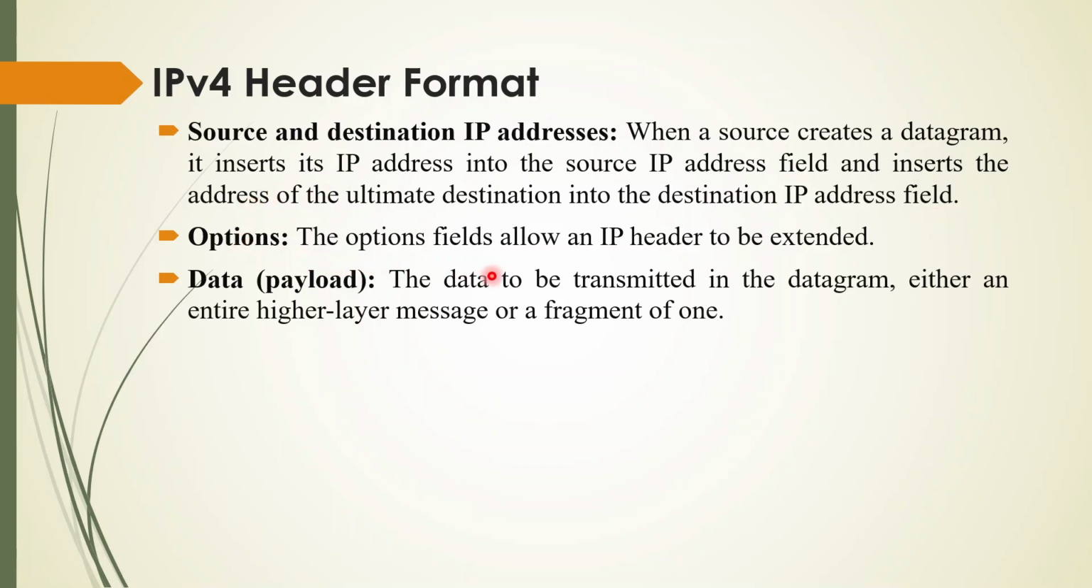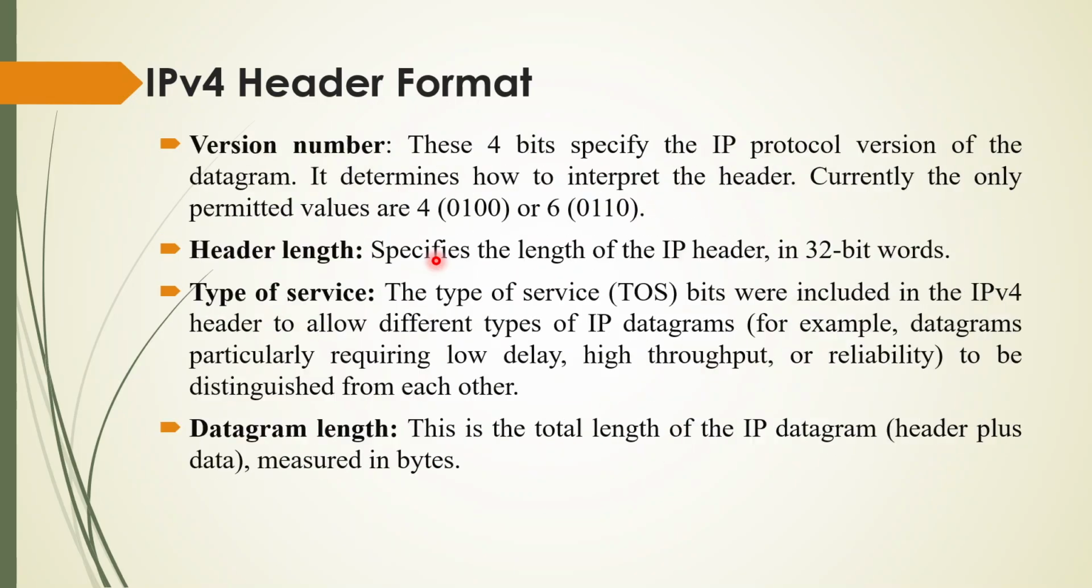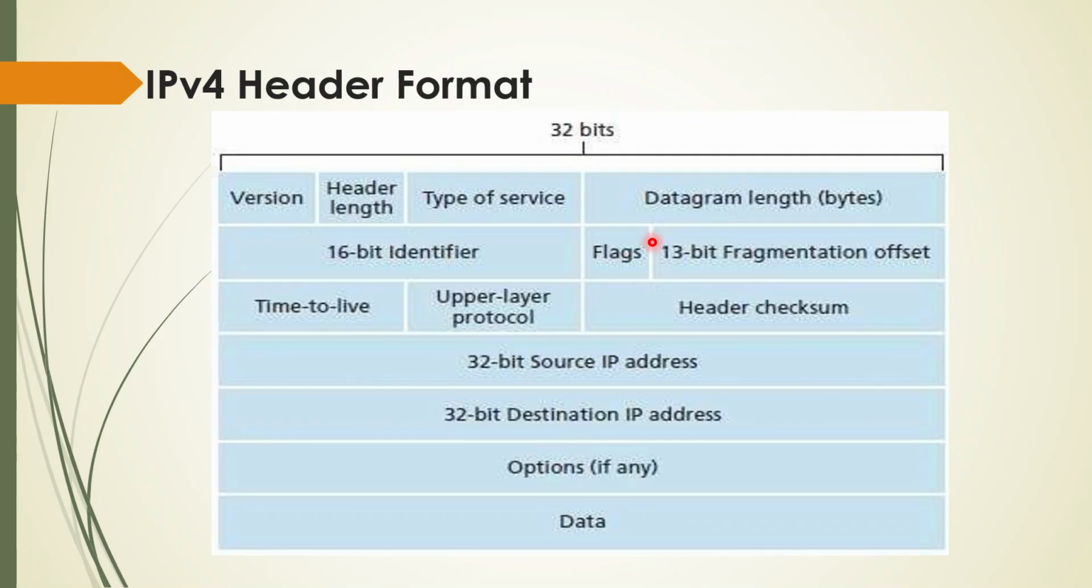Next is options. The options field allows an IP header to be extended. So if we have to extend the IP header, we can do so using options. Next is data, that is the payload, which is our actual data. The data to be transmitted in a datagram is either an entire higher layer message or a fragment of one. This is our original data, also known as the payload. So this is the IPv4 header format.